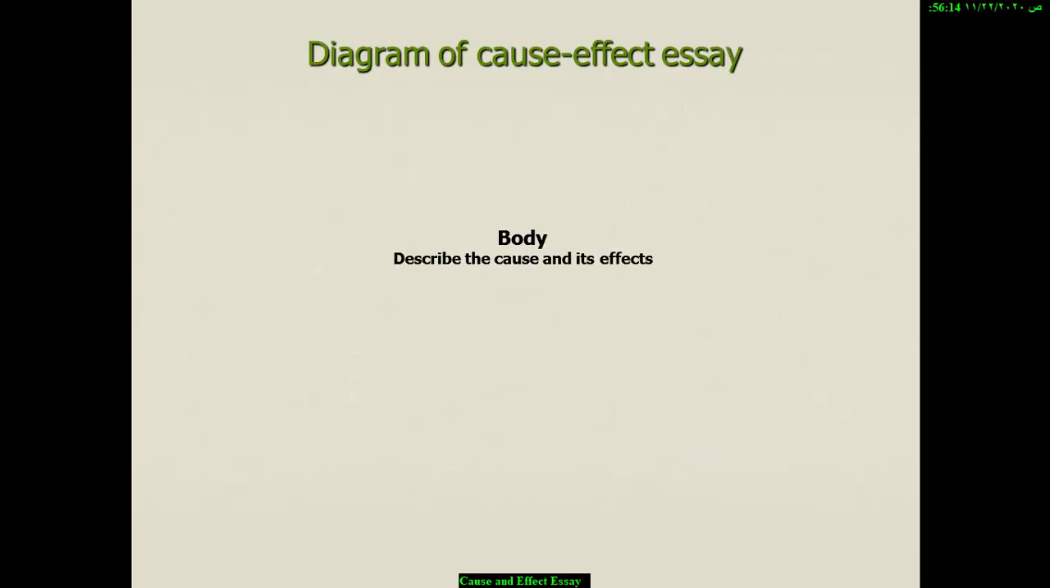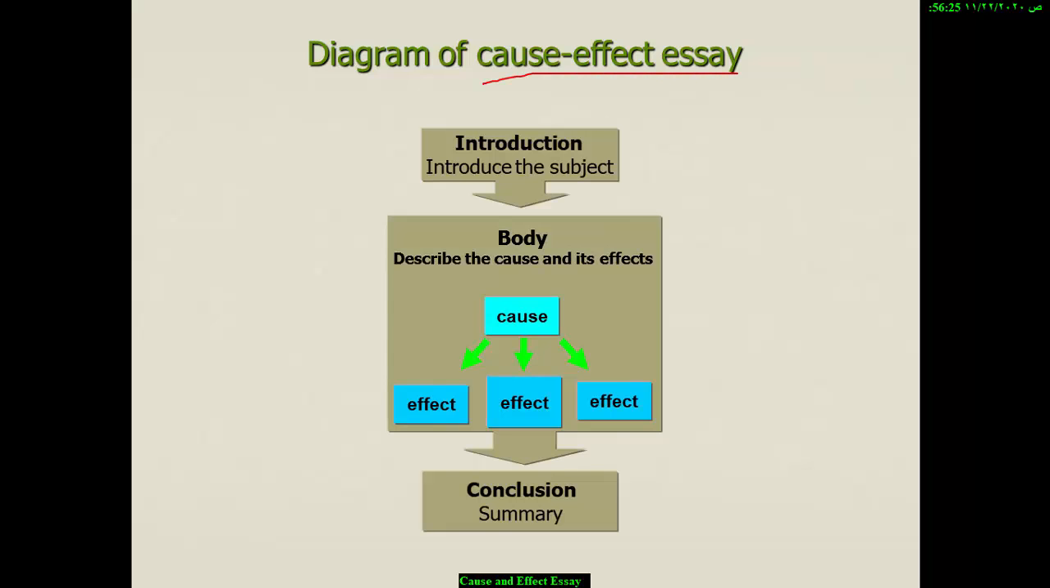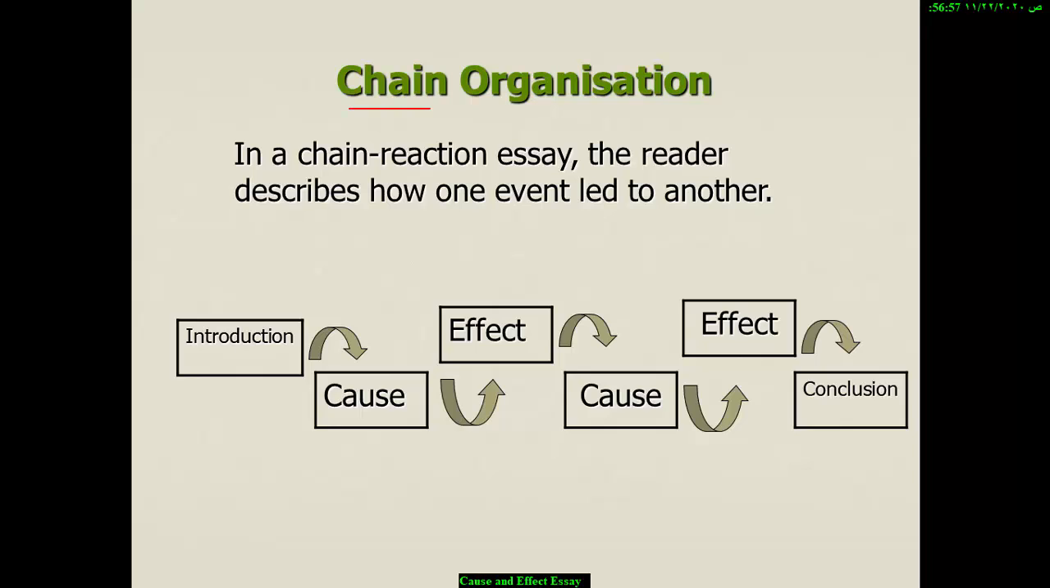How does a graphic organizer look like in a cause and effect essay? Paragraph number 1 is the introduction with the hook, background, and thesis. And then your body paragraph or paragraphs. It can be one or more than one. And then the summary. The other format is called the chain organization. In a chain reaction essay, the writer describes how one event leads to the other one.